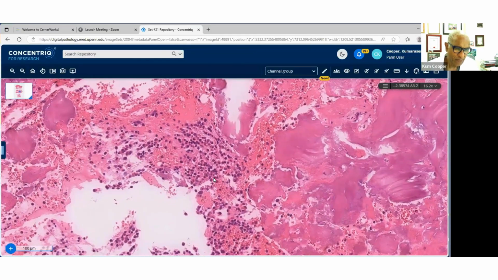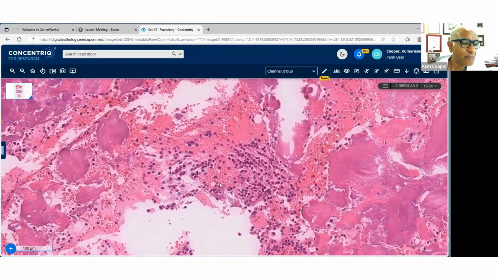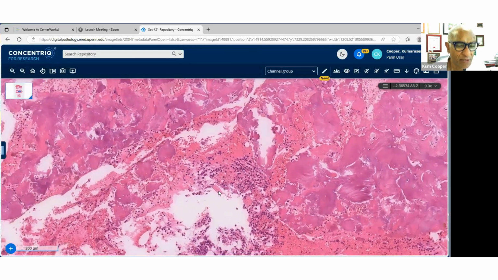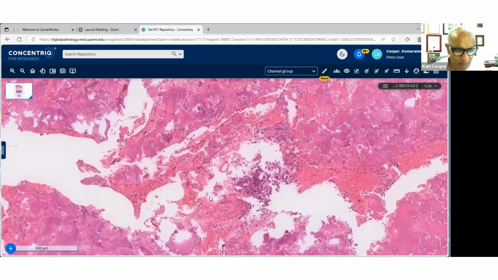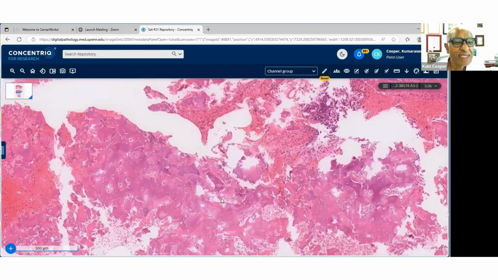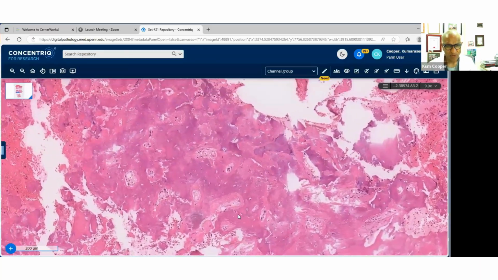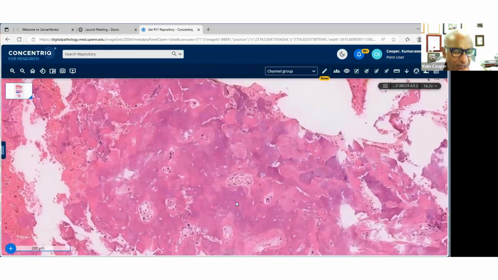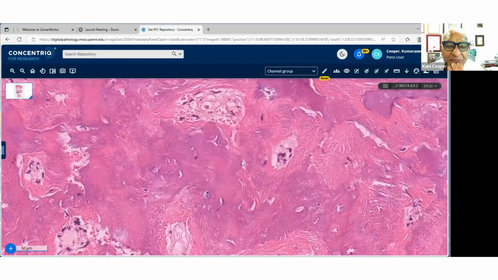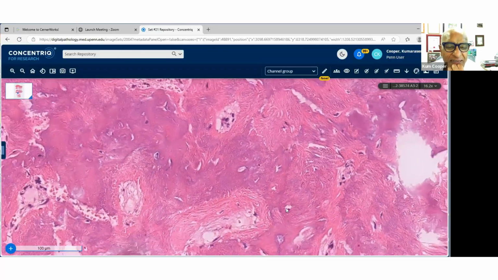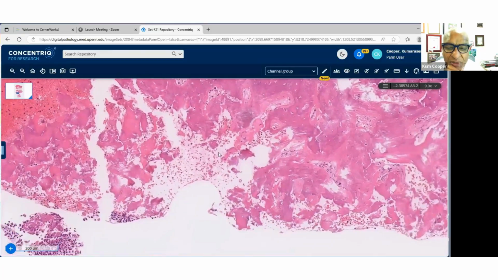The background here has some hematopoietic elements. Much of this is fragmented because the needle core obviously had difficulty getting in, and here's probably a better, well-fixed, well-structured part of this bone. Any thoughts? Anybody have any thoughts? Feel free to unmute and tell me what you think.